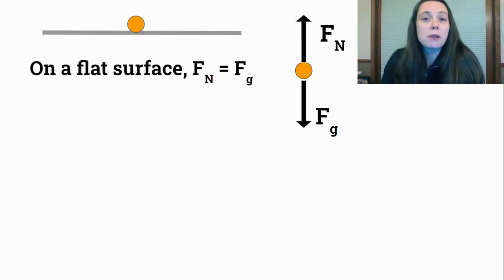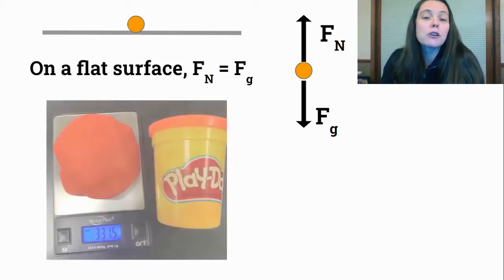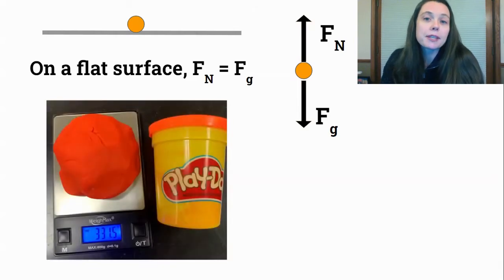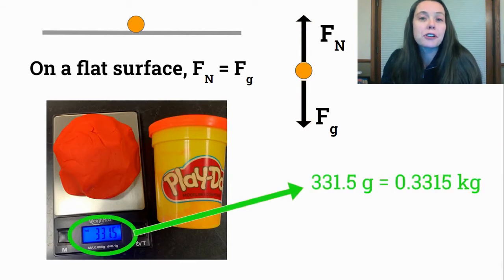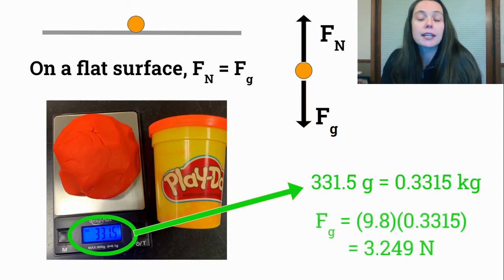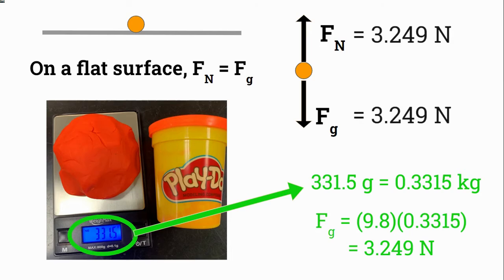If you wanted to actually measure the force of gravity on an object, you might put it on a balance. Here we have a blob of Play-Doh that we will be using as we go through this lab. You can see that on the balance, its mass registers at 331.5 grams, or 0.3315 kilograms. To calculate the force of gravity, we multiply the mass in kilograms by 9.8 and end up with 3.249 newtons for our force of gravity and for our normal force.